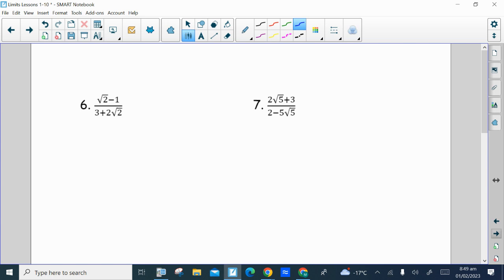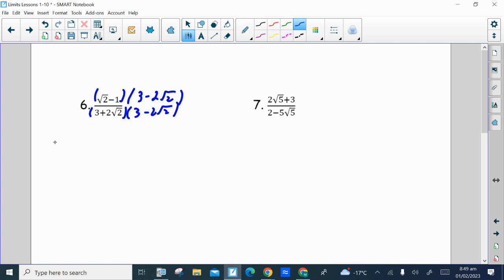So the difference here is now the top and bottom are both binomial. So we're going to have to FOIL out on both the top and the bottom. But we are trying to rationalize the denominator, so we need to multiply top and bottom by the conjugate of the denominator. Same two terms, just with the opposite sign in between. And whatever you do to the bottom, you have to do the same thing to the top.